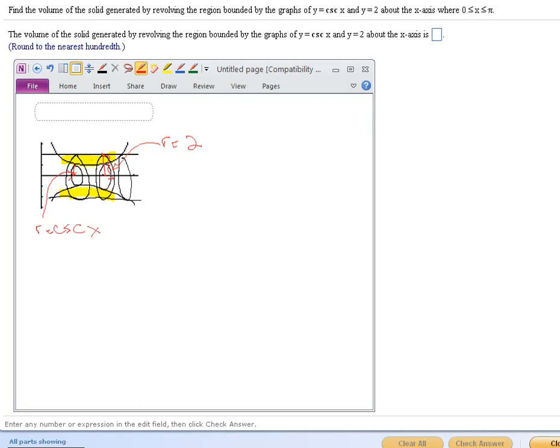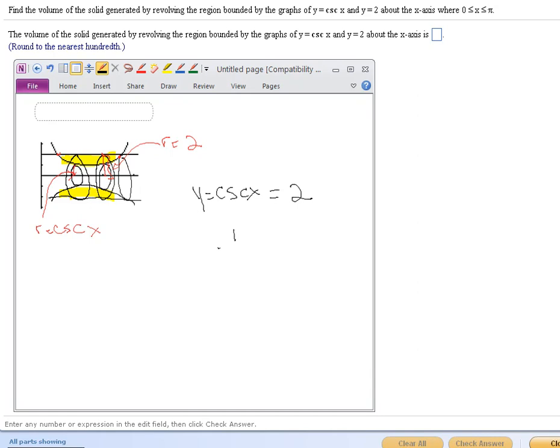And so you remember, in order to get the volume, you're going to use your formula: it's going to be pi times the area of a single circle, and then you integrate that along the x-axis from here to here. Okay, so we need to figure out for what values of x is y equals cosecant x equal to 2?